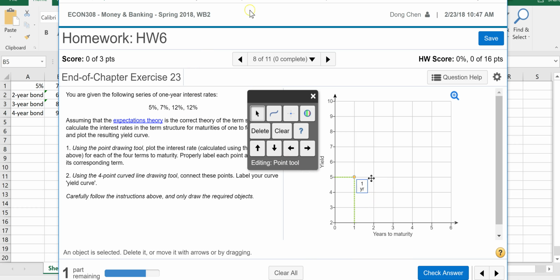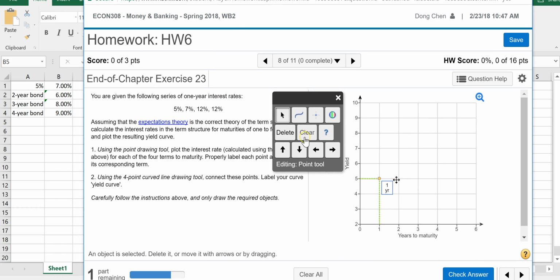And for the second one, as we just calculated here, it's 6%. So point drawing tool again, years to maturity is 2, and this equals 6%. Notice this doesn't have to be very accurate. That's another benefit of using this MyEconLab. As long as your point is very close to the precise point, your answer will be marked as correct. So this is the 2nd year, and continuing, for 3-year bonds, the annual interest rate is 8%. So that's right here.